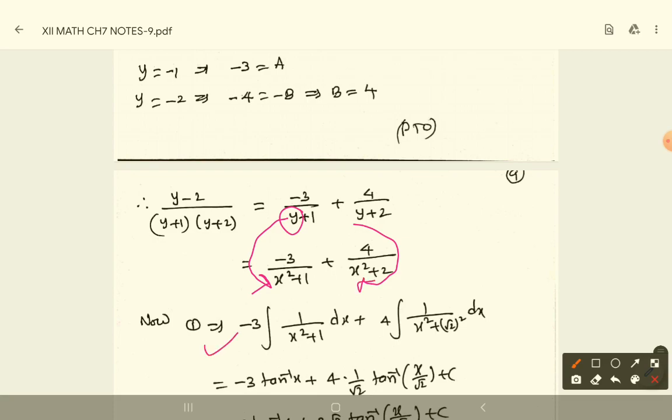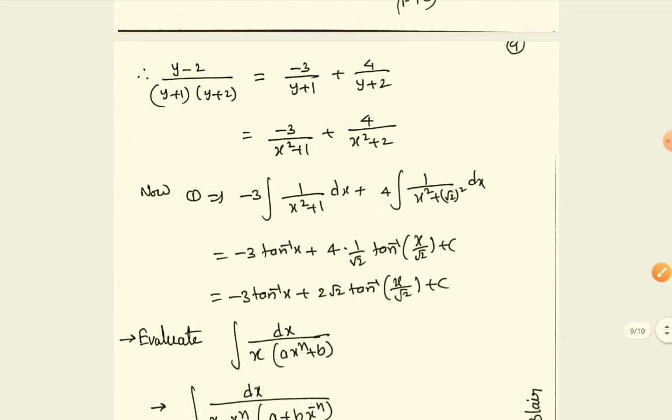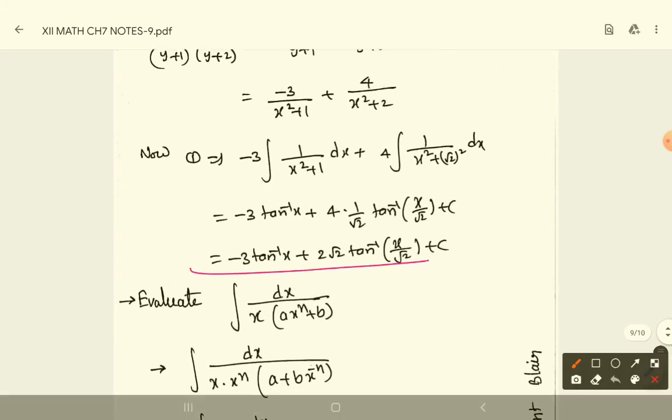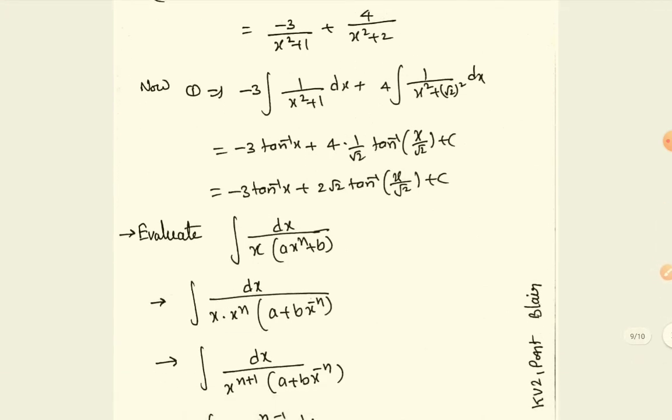Now integrate: minus 3 integration 1 by (1 plus x square) plus 4 integration 1 by (x square plus root 2 whole square). Both times we use the special integral tan inverse formula, 1 by a tan inverse x by a. After applying the tan inverse formula, we get finally this answer. This is a special type where I have to take x square is equal to y. A few more models are there in the special types which I am going to discuss in the exercise.